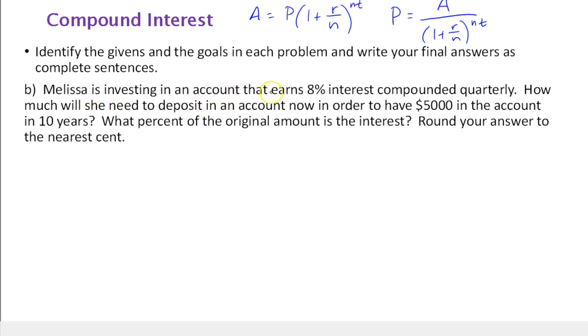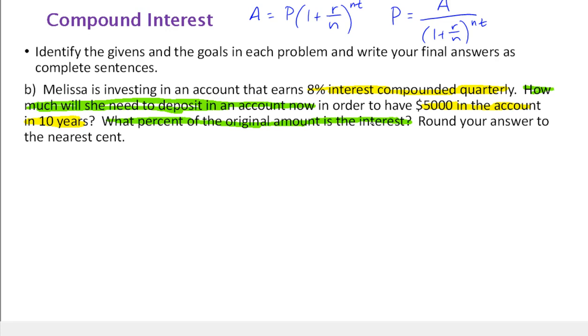Melissa is investing in an account that earns 8% interest compounded quarterly. Okay, and here comes the question. How much will she need to deposit in an account now? So that tells me that we're looking for the principal. In order to have, so this is more given information, $5,000 in the account in 10 years. And then our next question is, what percent of the original amount is the interest? Round your answers to the nearest cent.